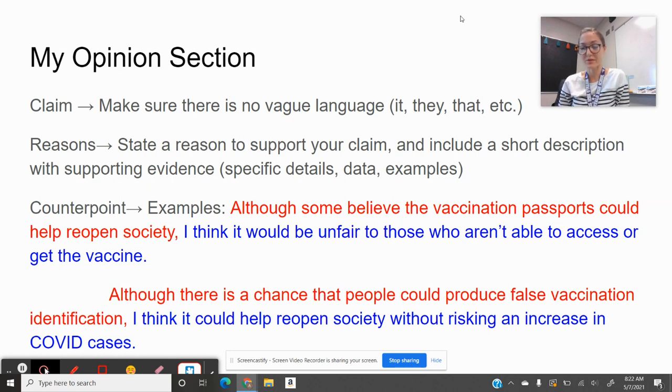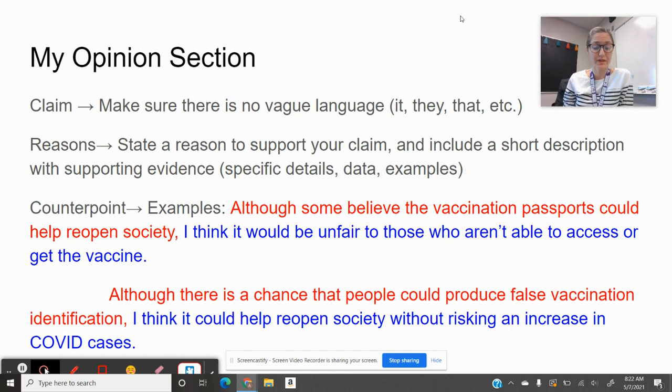So, for example, this would be vague language in this claim. I believe it's not fair to allow special privileges to them. So using the word them isn't very specific on who or what you are talking about. For your reasons, make sure you state a reason to support your claim and include a short description with supporting evidence. So specific details, data, examples. It doesn't have to be a whole paragraph. State your reason and then put an extra sentence with specific details, data, or examples.